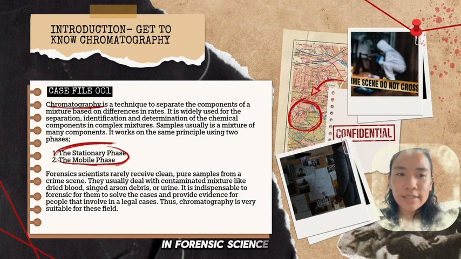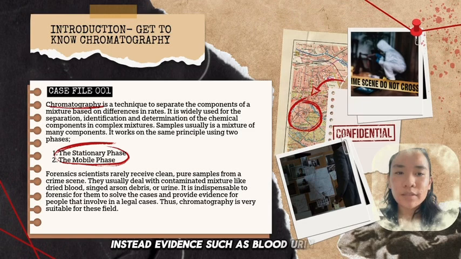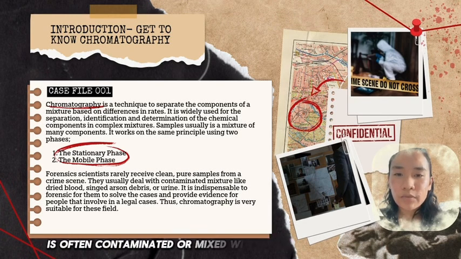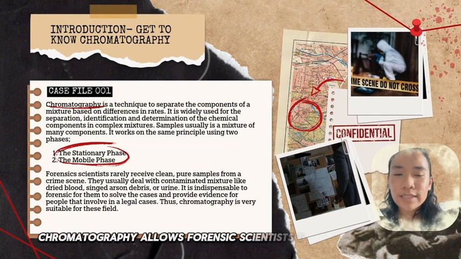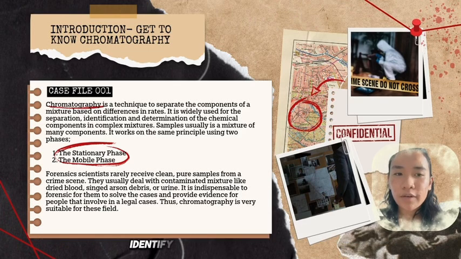In forensic science, investigators rarely receive pure samples from a crime scene. Instead, evidence such as blood, urine, drug samples, or fire debris is often contaminated or mixed with many other substances. Chromatography allows forensic scientists to separate this mixture, identify the substance present, and provide reliable scientific evidence that can be used during the criminal investigation and in court.